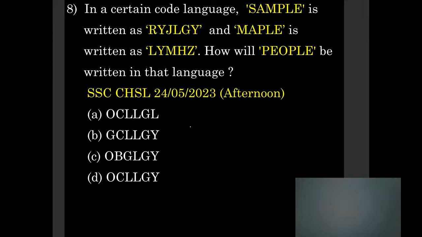Okay, the question is: Sample is coded as RYJLGY, Maple is coded as LYMHZ. For this, you should try to write the numbers. If you write the numbers, then you'll get some clarity in this.